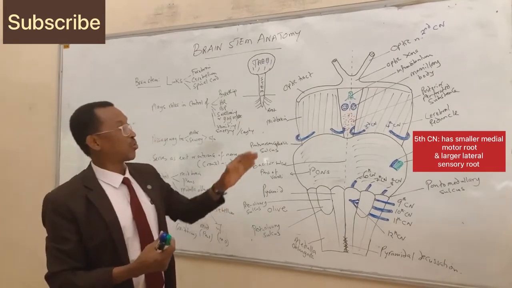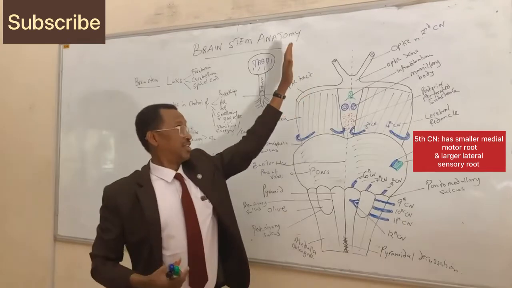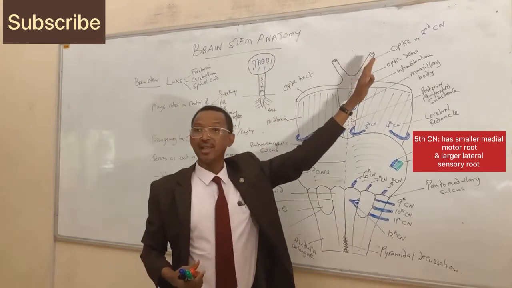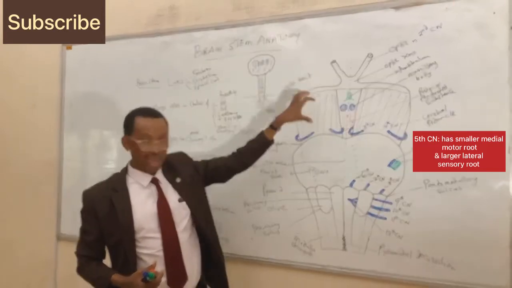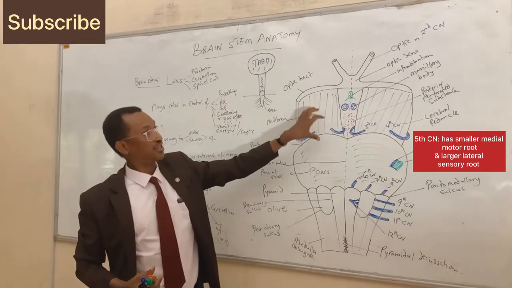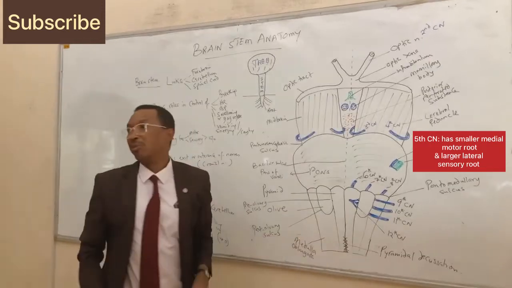So the fibers of the internal capsule from either side of the cerebrum, if this is the right side, this is the left side, the bundles of each internal capsule pass downward like that to form the ventral portion of the midbrain.